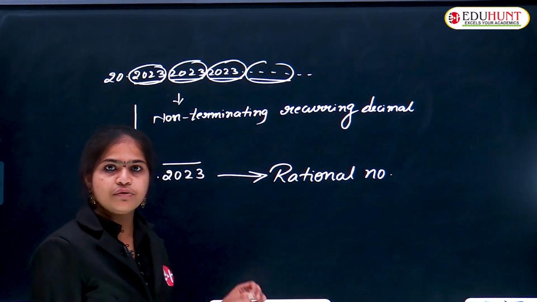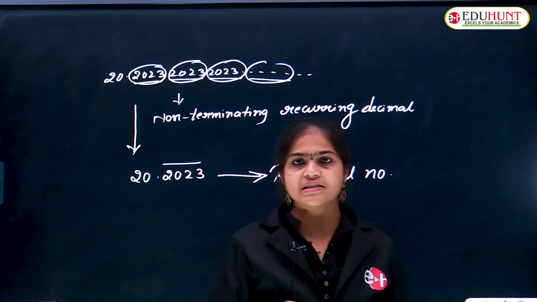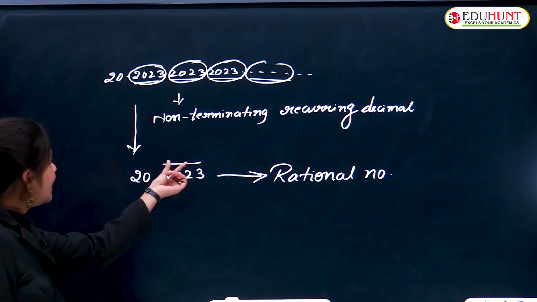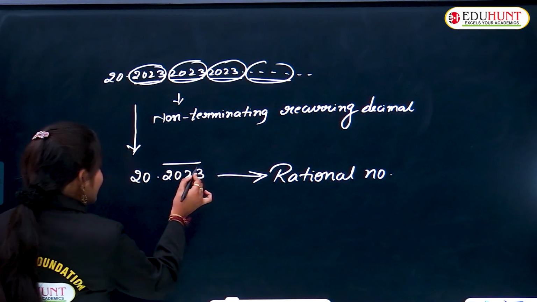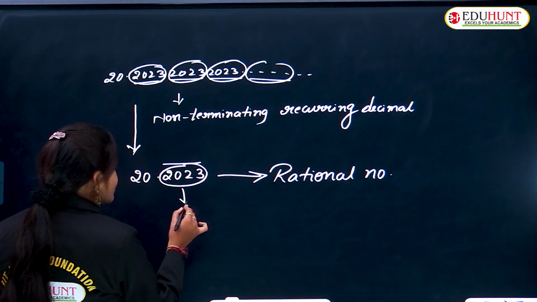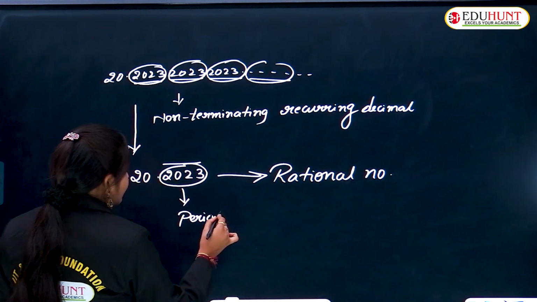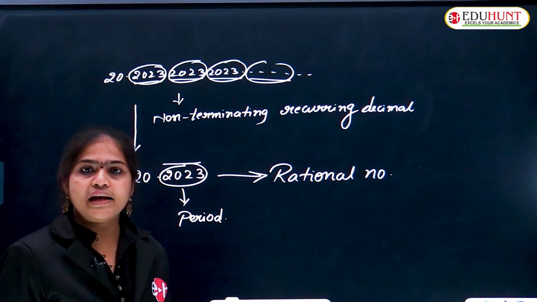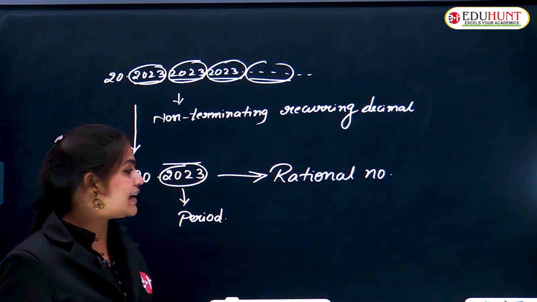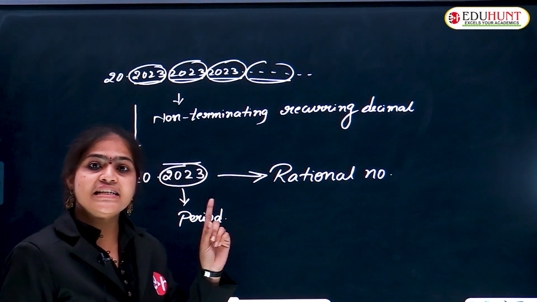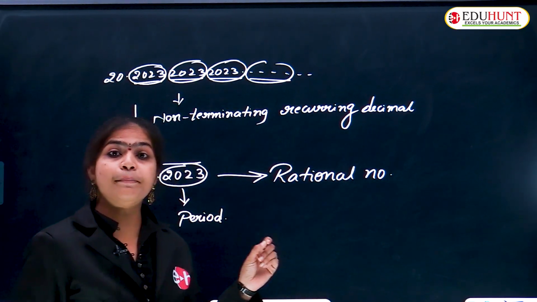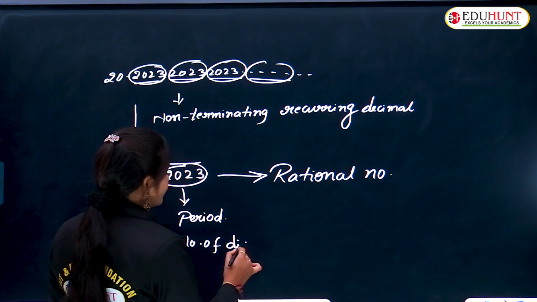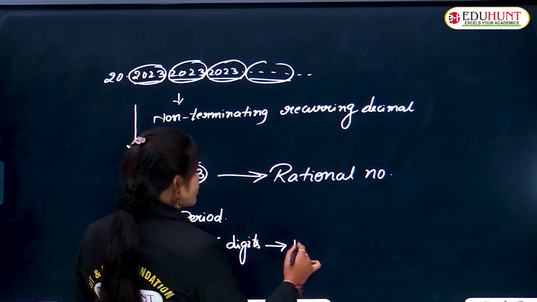First you have to observe which one is a rational number and which one is an irrational number. Understood? Now here we are keeping the bar symbol. The number under the bar is called the period. The value which is there at the place of recurring is called the period. The number of digits in that recurring part is called the periodicity.